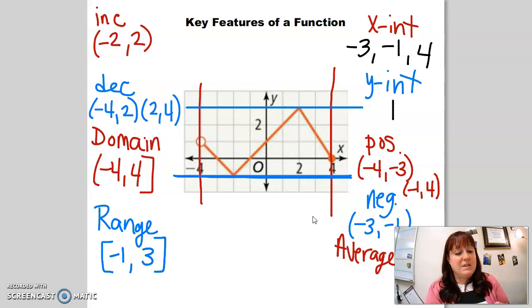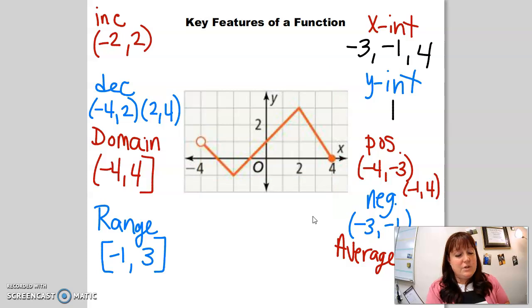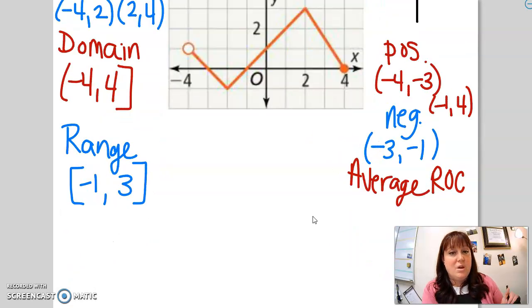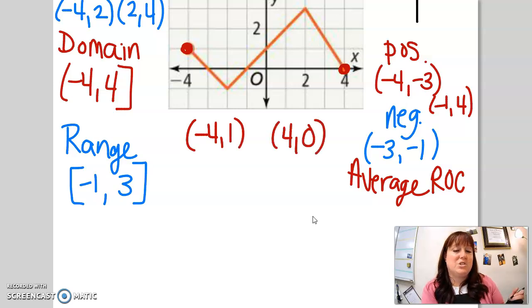All right, last but not least, there's average rate of change. Average rate of change just tells us how much did the function change over time. So if I want to say, what's the average rate of change from -4 to 4? How much did it change over time? Well, at -4, we're at 1. And at 4, we're at 0. So I'm from the point -4, 1 to the point 4, 0. How much did I actually change?